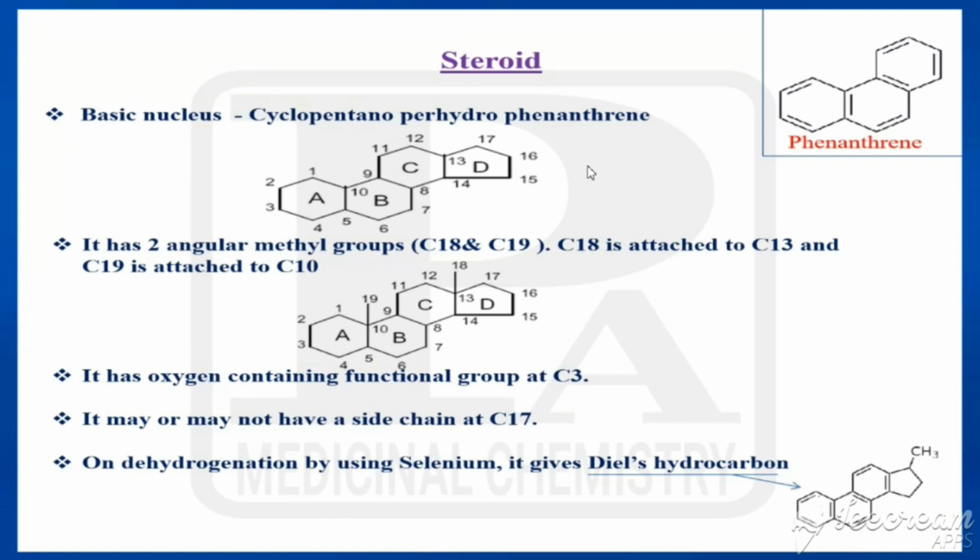So what are the 5 points under a steroid? All have the basic nucleus cyclopentano perhydrophenanthrene. It has 2 angular methyl groups, 18 and 19. 18 is attached to 13 and 19 is attached to 10. It has an oxygen containing functional group at C3. And at 17, it may or may not have a side chain. On dehydrogenation using selenium, it gives Diels hydrocarbon.